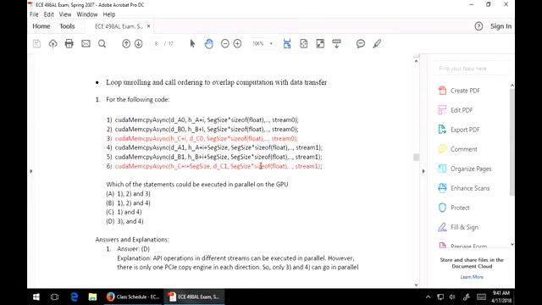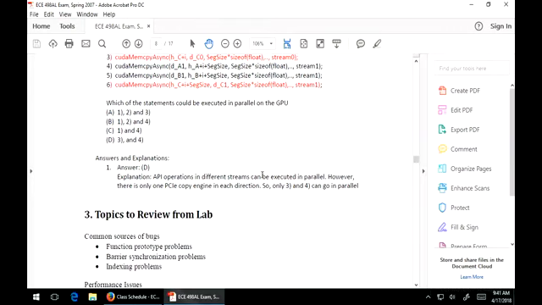So you should be able to reason about which actions will be able to go in parallel, which is not, and work through these questions, so that you're really prepared for the exam. The exam coverage is going to be pretty much until the end of the lecture today.